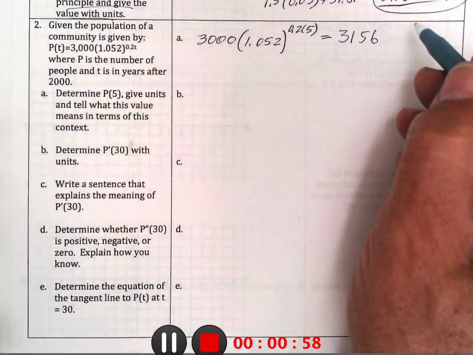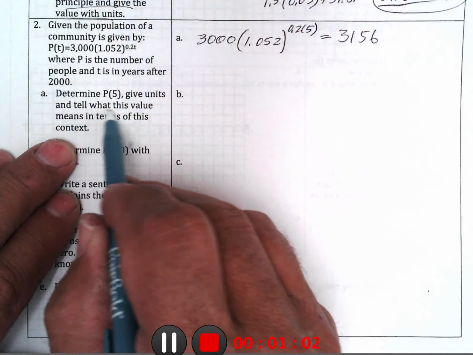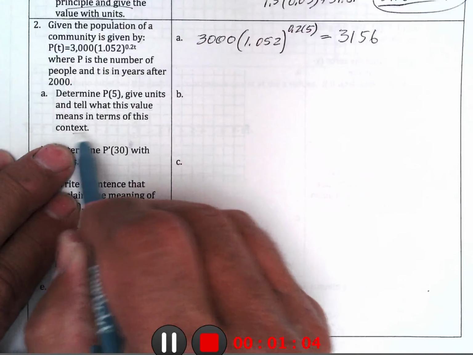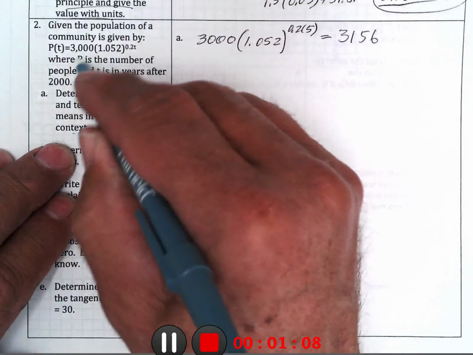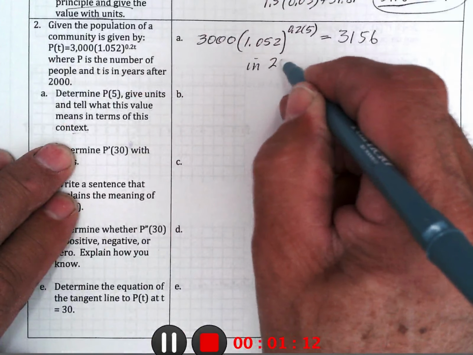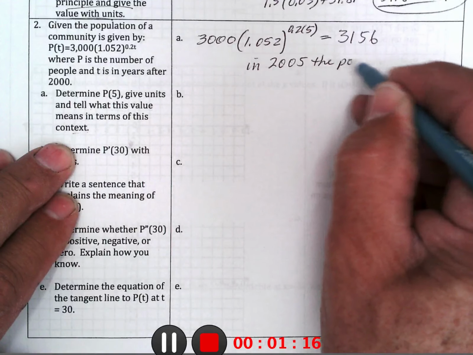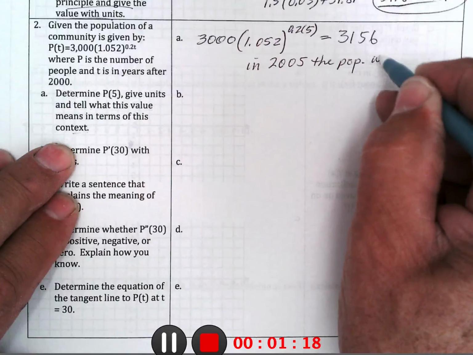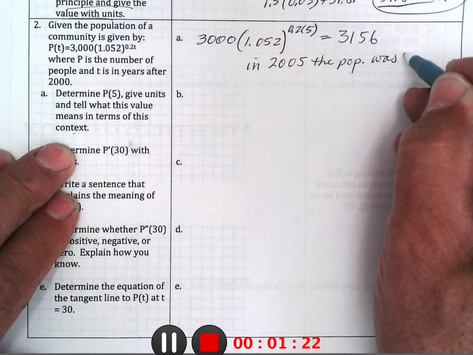And it says, and tell what this value means in terms of the context. Means that 5 years after 2000, so in 2005, the population was, or will be, 3156.